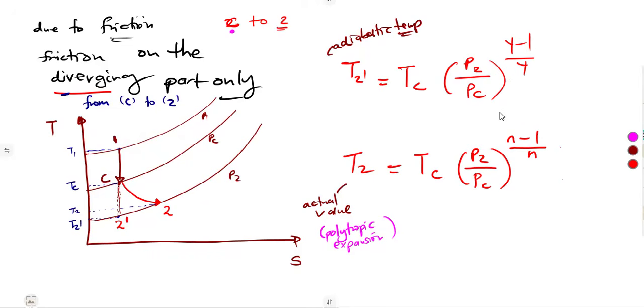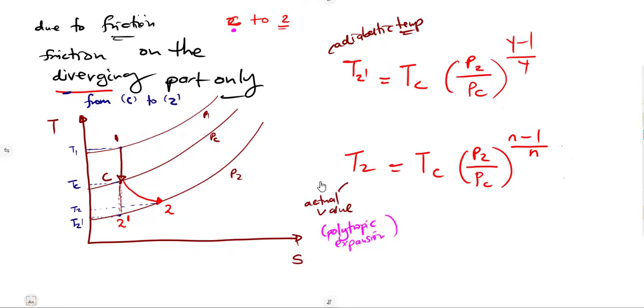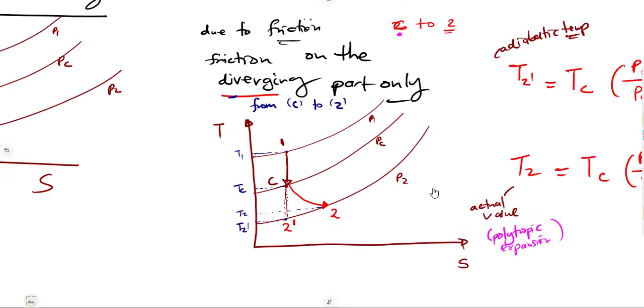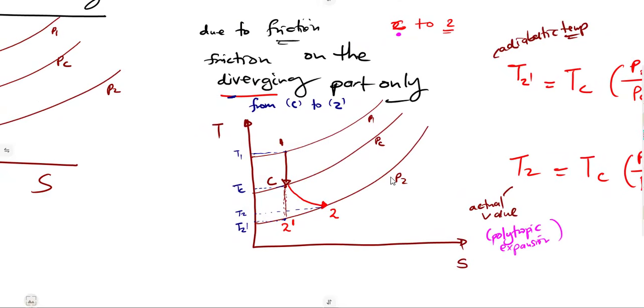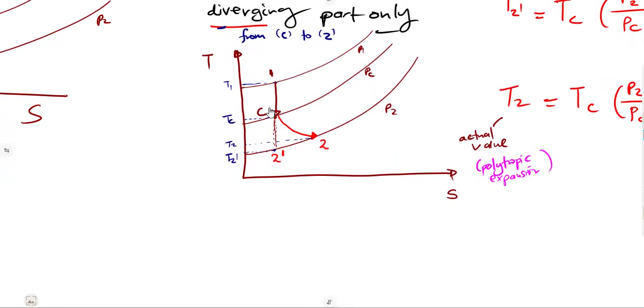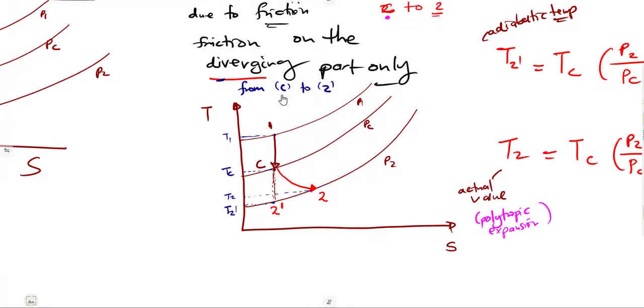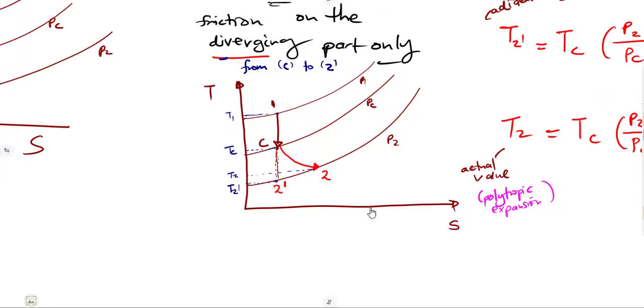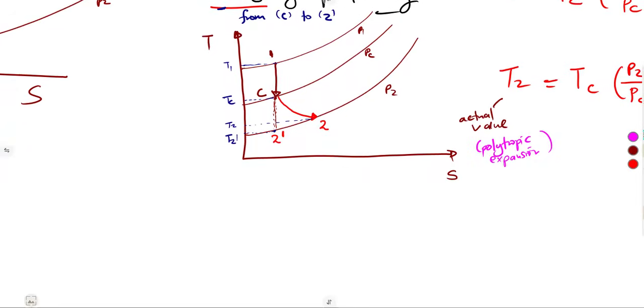So here we talk about the temperatures. We are not into the efficiency. Remember, the major part here, guys, is about efficiency. So let me write the formula here for the efficiency. I'm going to write all of them at once. In this section of the diverging part, where the friction affected the diverging part only, efficiency can be determined. So this is the one.